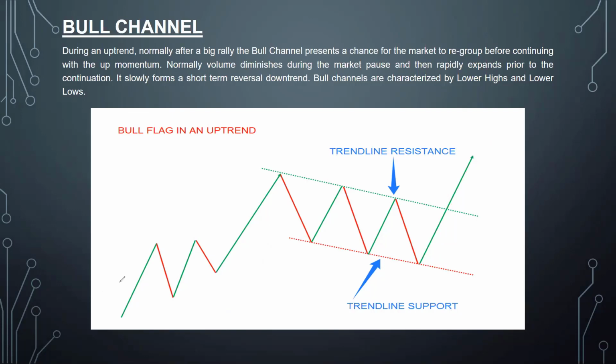In a bull flag, a bull channel presents a chance for the market to regroup, to breathe a bit before continuing with the uptrend. Normally, volume diminishes during the market pause. When volume decreases in price action, that's when you get to see ranging markets. For our time frame, the Asian session normally is the ranging market because there's not much volume, and then it rapidly expands prior to the continuation towards London Open.